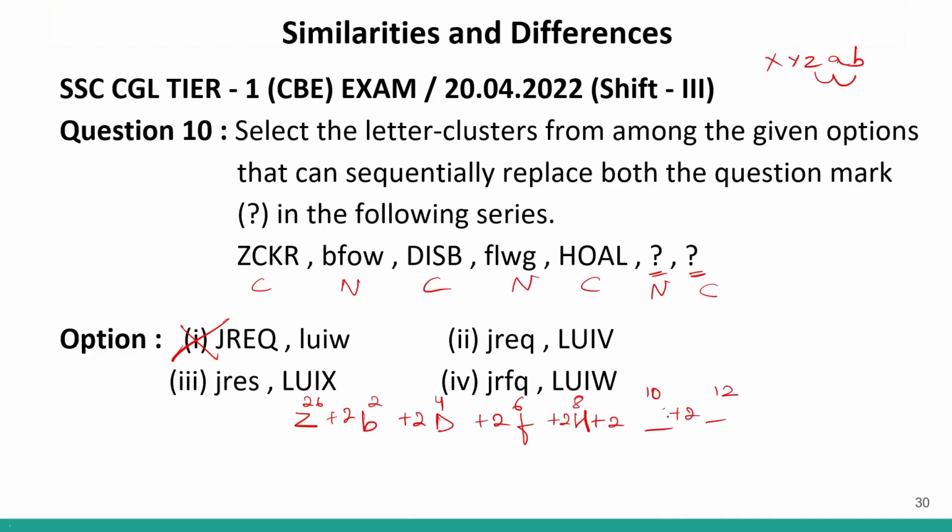So at 10th position we have J. J will be in the small form like this. Okay? And at 12th position we have what? At 12th position we have L, which will be, sorry, again in small. So J and then L. So in these three options, we have the same thing, J and then L.